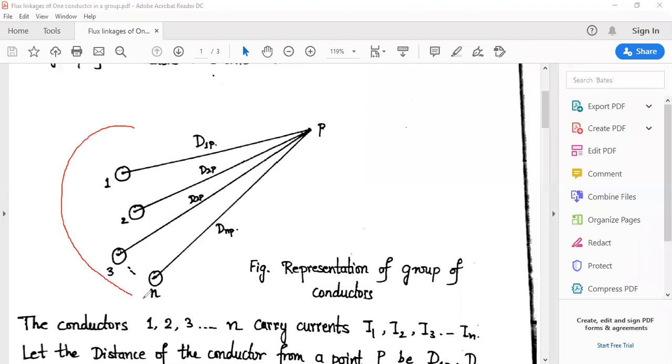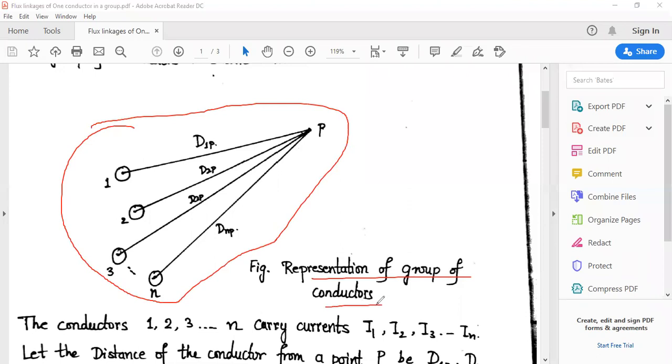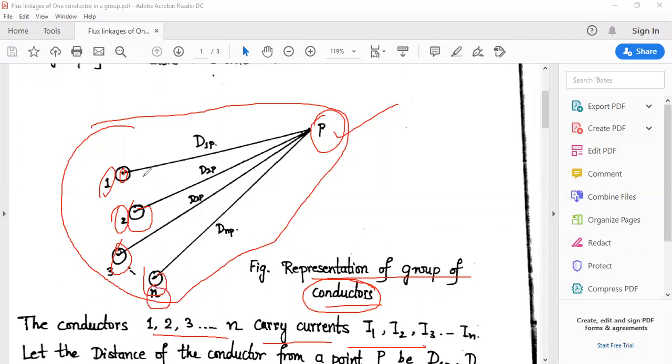If I want to represent such conductors, I'll be going for this diagram, which is the representation of a group of conductors. A group of conductors generally means a composite conductor. P is a point, and each one of these conductors represents a strand. The conductors carry currents, and these are the currents carried in each of the strands. So we have conductor 1, 2, 3, and up to n conductors in one composite conductor.